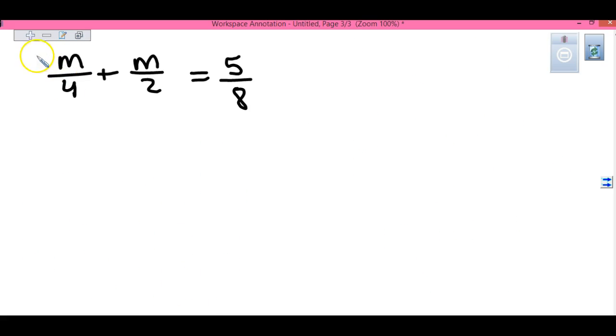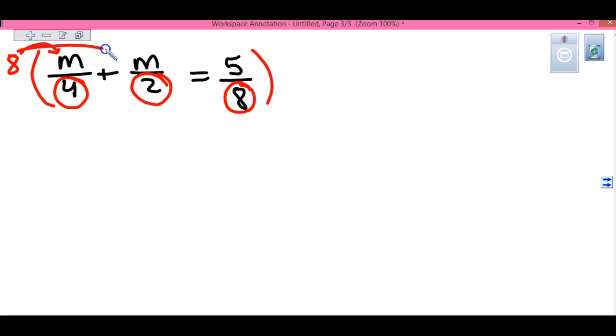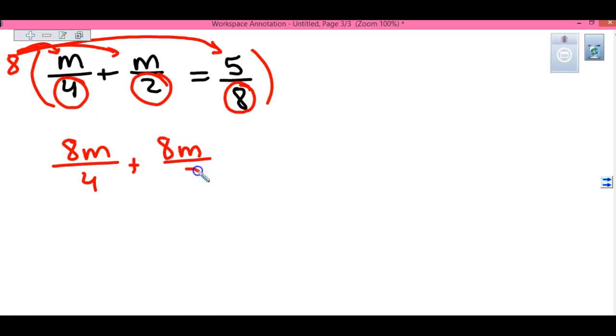If we're solving this equation by clearing the fraction, we need to multiply by the least common denominator, or by a common denominator. In this case, we have 4, 2, and 8. What would be the common denominator? 8. After we have a common denominator, we distribute it. So 8 times m is 8m over 4. 8 times m is 8m over 2. And 8 times 5 is 40 over 8.